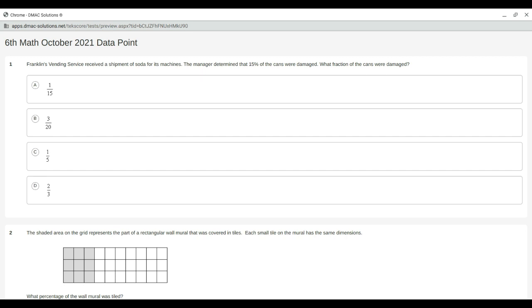Franklin's vending service received a shipment of soda for its machines. The manager determined that 15% of the cans were damaged. What fraction of the cans were damaged? A. 1/15, B. 3/20, C. 1/5, or D. 2/3.